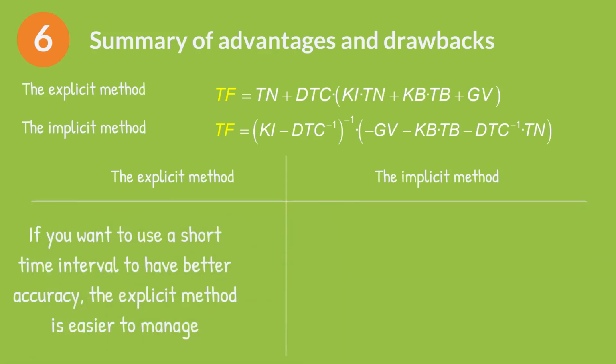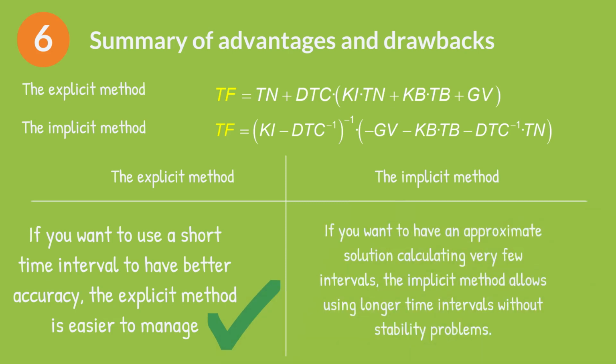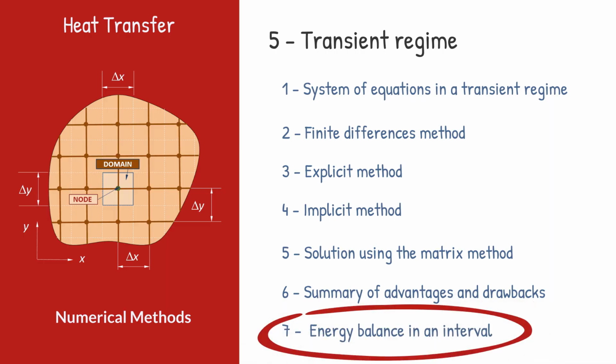If you want to use a short time interval to have better accuracy, the explicit method is easier to manage. If you want to have an approximate solution calculating very few intervals, the implicit method allows using longer time intervals without stability problems.